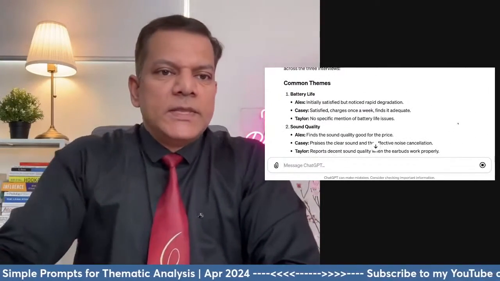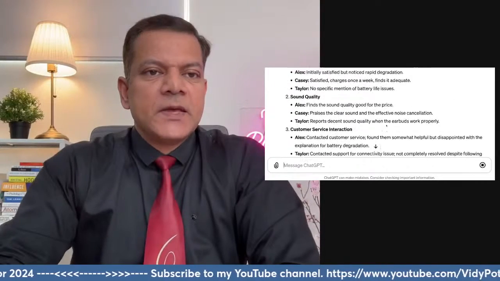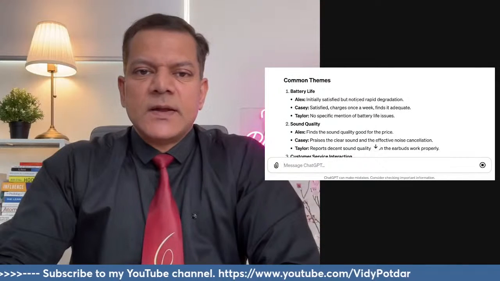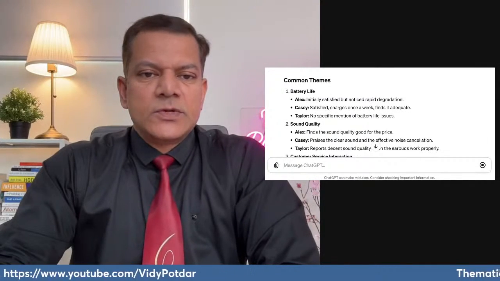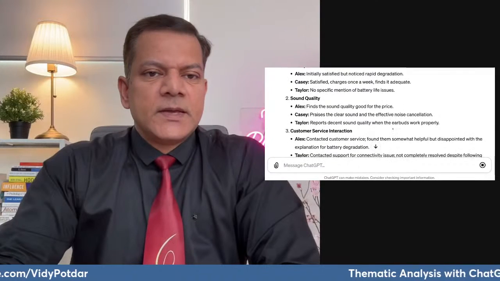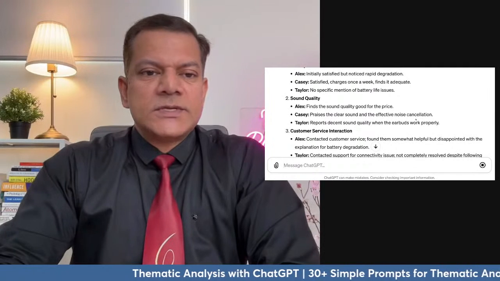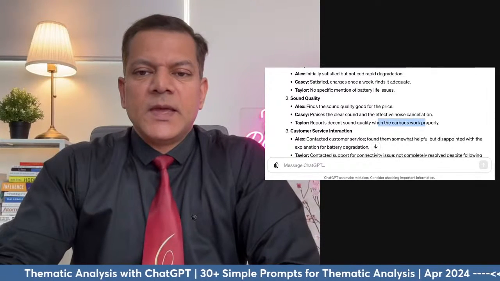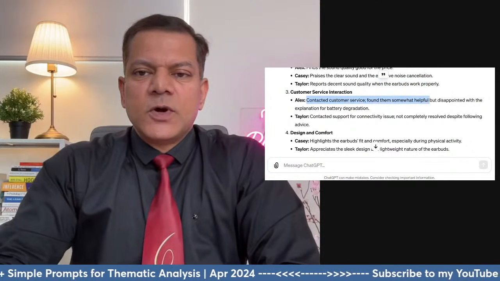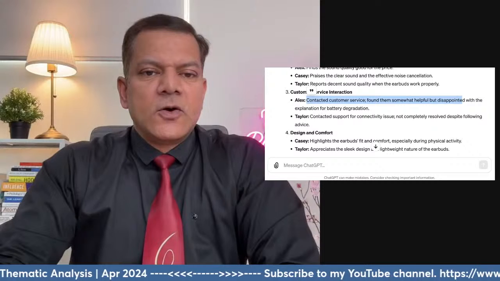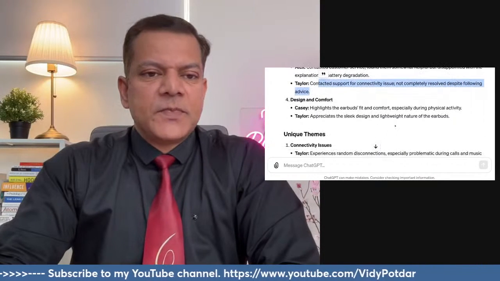So what do you see? The common themes are battery life, sound quality, customer service interaction. Alex said that initially satisfied but noticed rapid degradation of battery life. Another is satisfied, charges once a week, no specific mention of battery life issues. Finds the sound quality good for the price, praises the clear sound and effective noise cancellation, decent sound quality, and earbuds work properly. Contacted customer support, found them somewhat helpful but disappointed. Contacted support for connectivity issue but not completely resolved despite following advice, and so on.